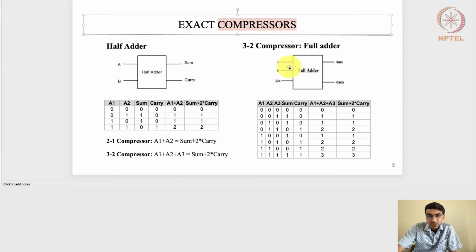The full adder, as we know already, takes 3 inputs and generates the sum and carry, and the half adder is nothing but 2 inputs generating the sum and carry. So the half adder could also be called a 2:1 compressor, and a 3:2 compressor if we use the full adder. Here is the truth table for the half adder and full adder.